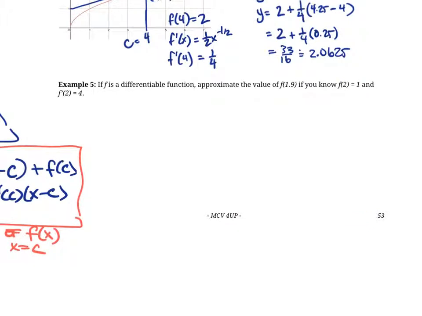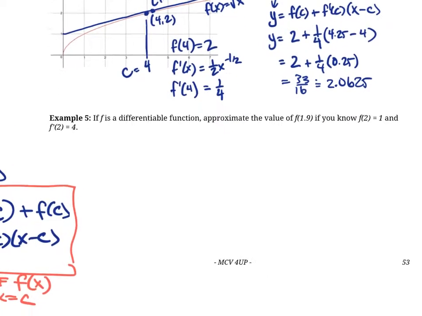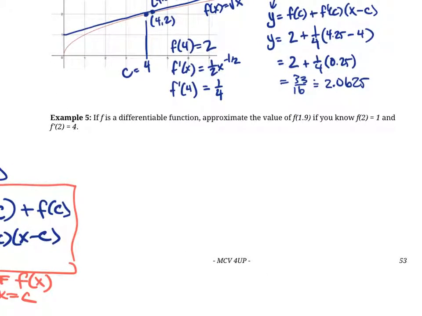So example 5 is another case where we have something that this is useful for. See if you can pause the video here, try it for yourself, unpause it if you get stuck, and I will go through the problem. So what we have here is a function that we're approximating the value of f at 1.9. So what's the value of the function at 1.9 if we know that f at 2 equals 1 and the derivative of the function at 2 equals 4.